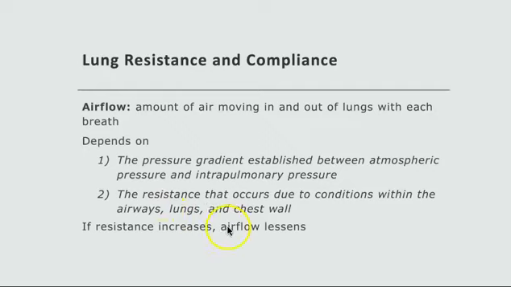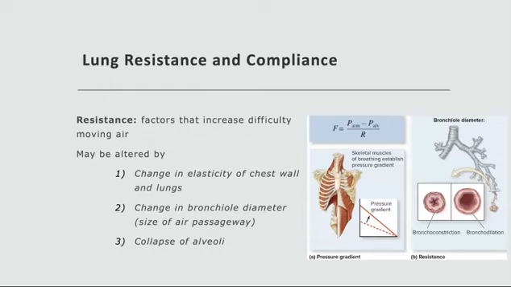So we're going to talk more about this piece in the coming slides when it comes to certain diseases. And if they cause resistance to increase, then that airflow is going to lessen for us. So resistance are factors that increase the difficulty of moving air. This could take place due to a change in elasticity of our chest wall, and ways this can take place is just with aging and certain diseases. Sometimes we have vertebral malformations, which can also increase as we age, such as scoliosis, sometimes arthritis within the thoracic cavity, or some of our elastic tissue can be replaced by scar tissue known as pulmonary fibrosis. So I'll bring that term up again in a bit.